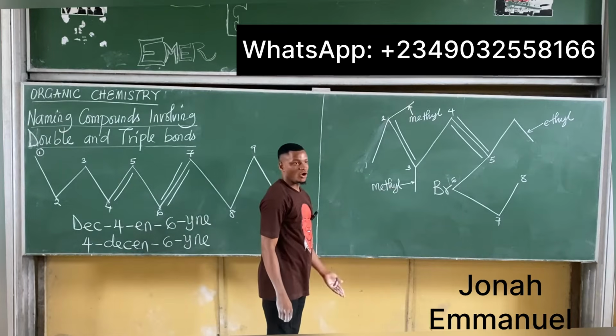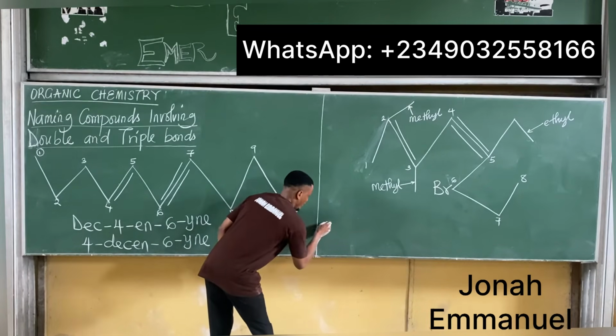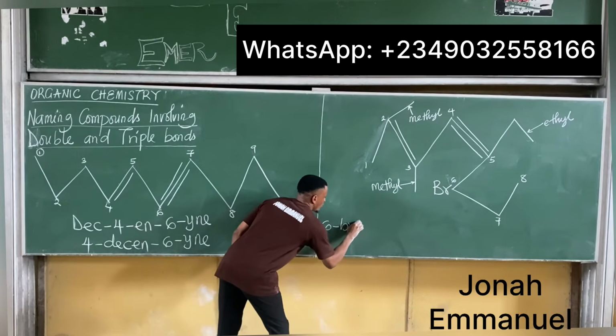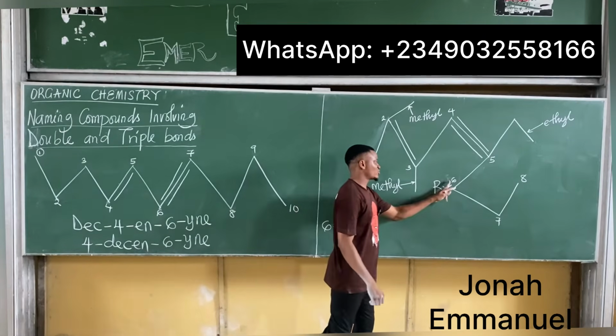So first things first, get inorganic. Inorganic is the bromo or bromine. So it becomes what there? 6-bromo, bromine at position 6.